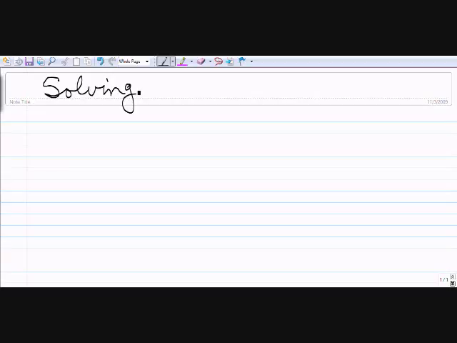Yeah, so this is called Windows Journal. It's kind of okay. It doesn't have as many things as the Smartboard paper, but yes, I am recording.